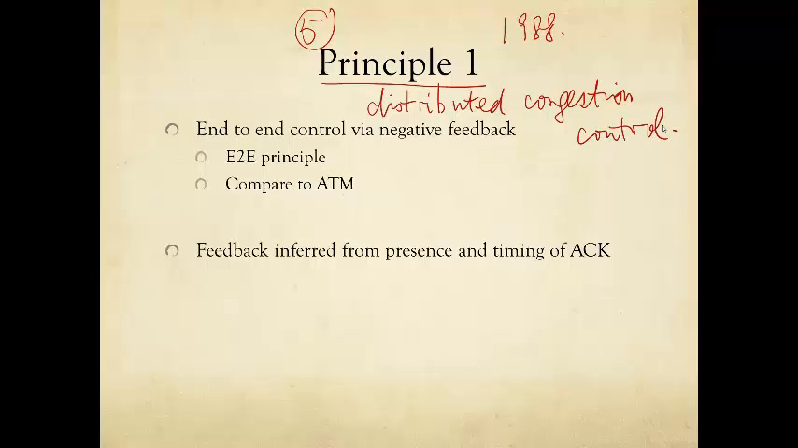So the goal of this first module of the lecture is to go through this list of 5 principles. Principle number 1: we're going to run an end-to-end control via negative feedback. This follows the so-called end-to-end principle we talked about last time, that what is best handled by the end host, like your phone or the server on the other end, should be handled by the end host. Now this is not the only way to go, however.